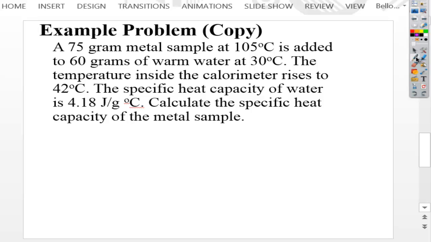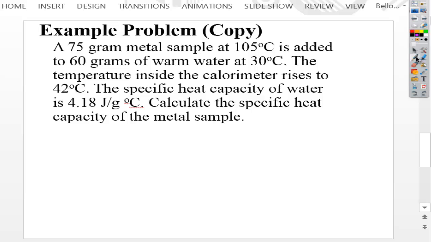So it says a 75-gram metal sample at 105 degrees Celsius is added to 60 grams of warm water at 30 degrees Celsius. The temperature inside the calorimeter, that word is really hard to say, rises to 42 degrees Celsius. The specific heat capacity of water is 4.18 joules per gram times Celsius. It says calculate the specific heat capacity of the metal sample.